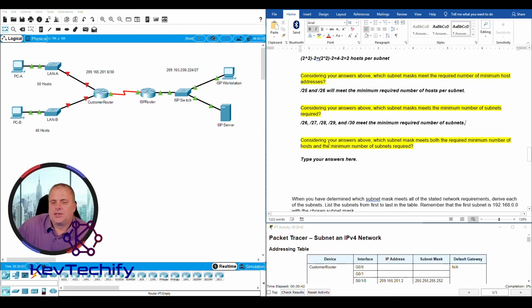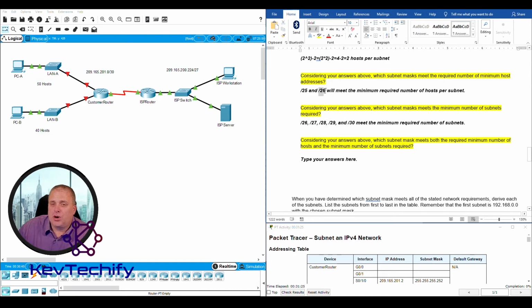Third question of this group. Considering your answers above, which subnet mask meets both the required minimum number of hosts and the minimum number of subnets required? What we have to do is look at these two questions we just answered. Which subnet mask meets both of these requirements? If we look here, /25 does not appear in both of them, but /26 appears in both. /27 only appears down here. /28 only appears here. /29 and /30 only appear here.